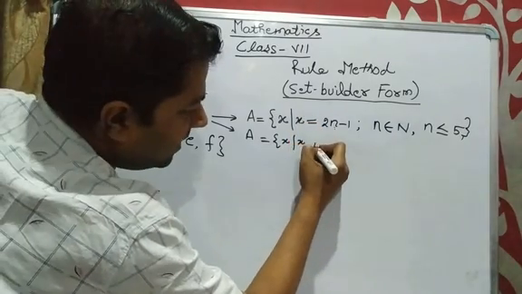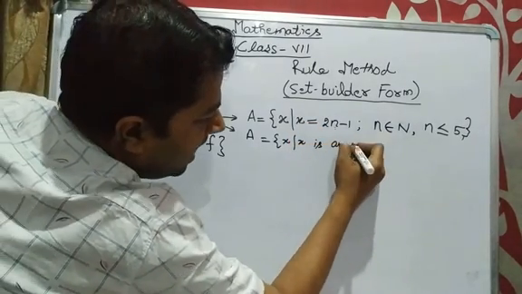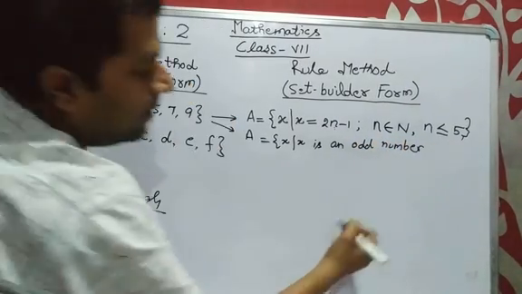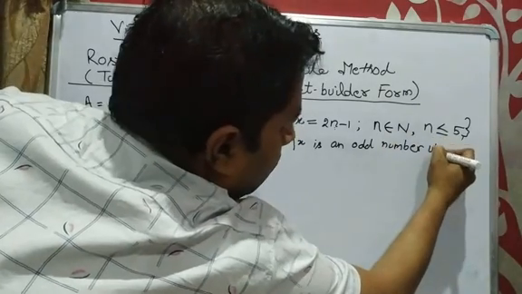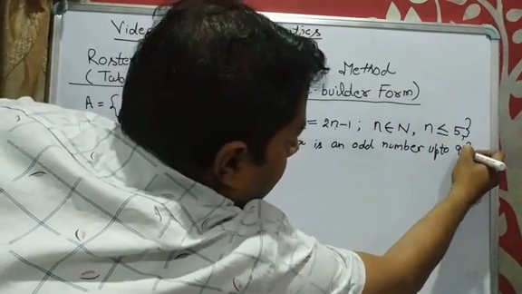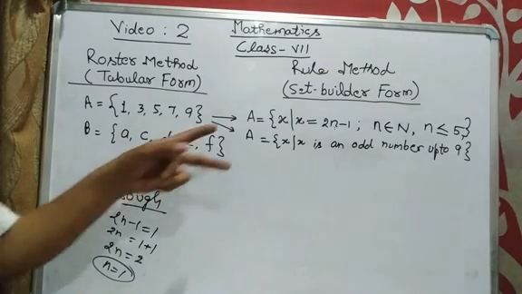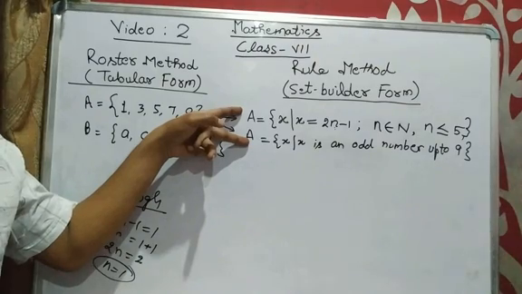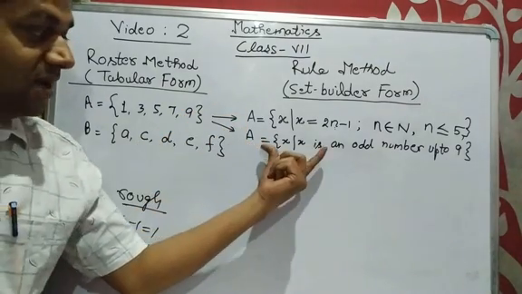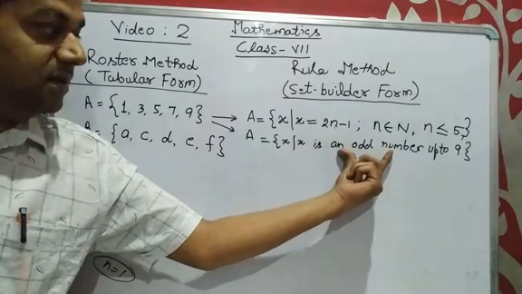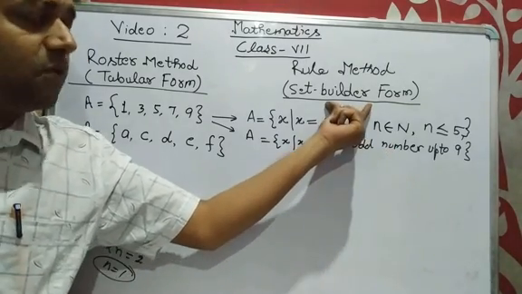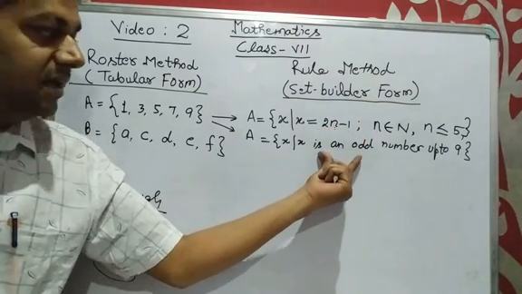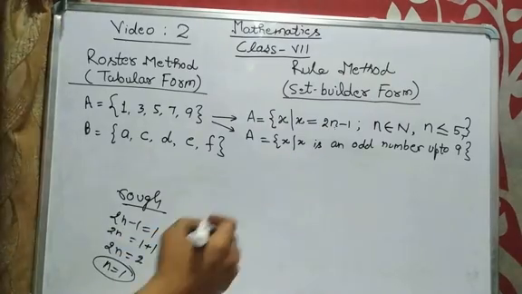So x is an odd number less than or up to 9. Both the given forms are set builder form. I know the students would like the second form first. This form and this form, both are the set builder form, but this form is in the mathematical notation and this form of the set builder form is called crude form.